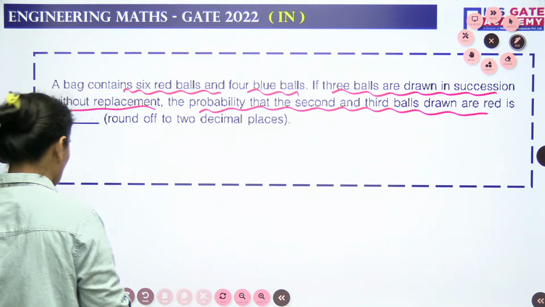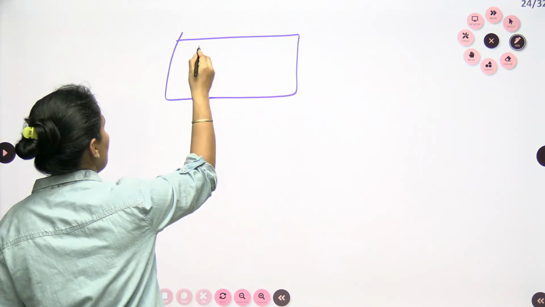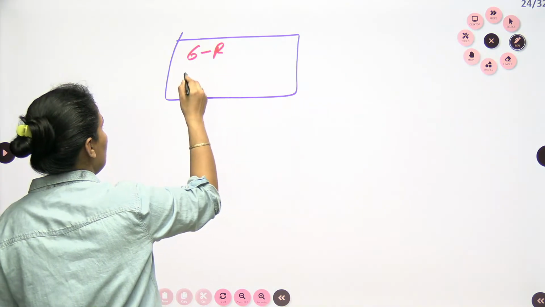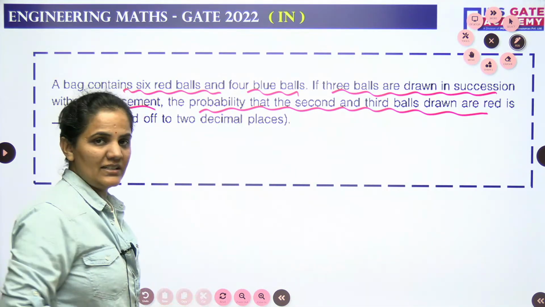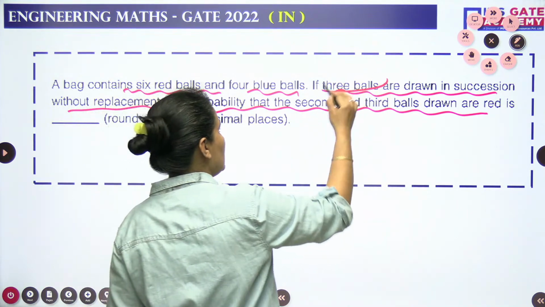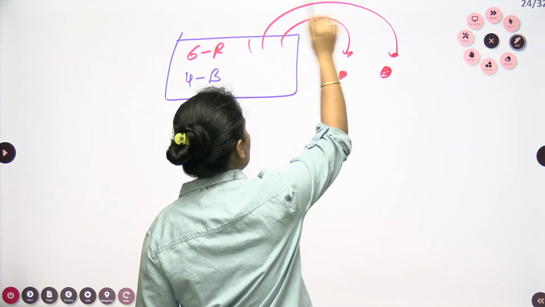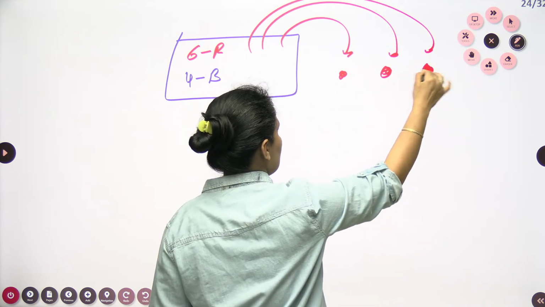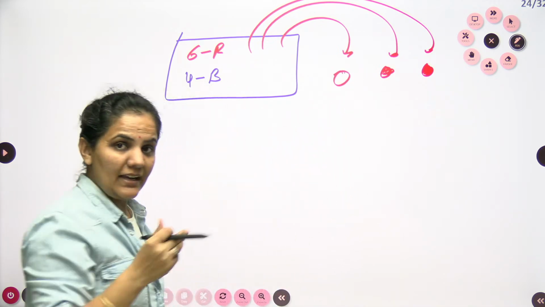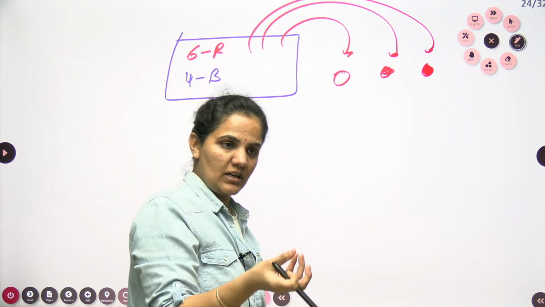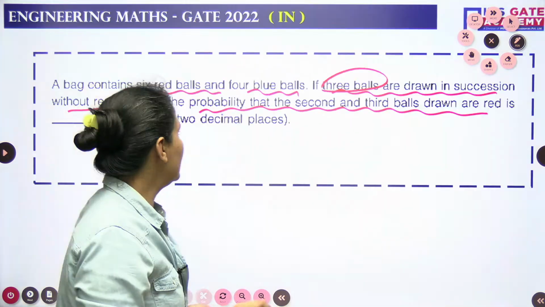So let's approach it. Here we have a box. Very simply we can approach this question. In the box we have 6 red balls and 4 blue balls. So 6 are red and 4 are blue as mentioned. You need to draw 3 balls, so you will draw one, then the second, and then the third. As it is mentioned that we cannot put back the ball, whatever ball you take out first, you cannot replace it in this box. It is clearly mentioned.